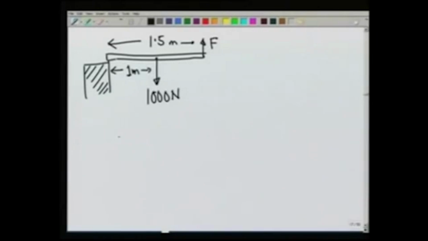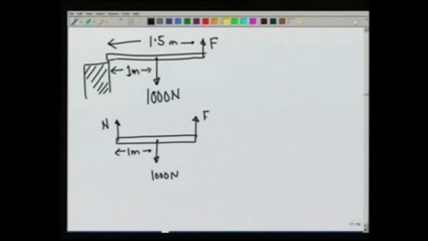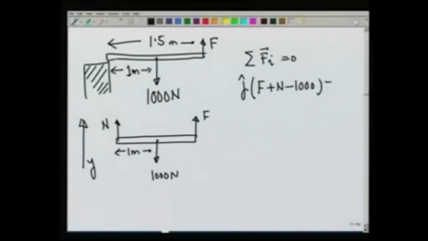If I look at the beam, the forces that are being applied on the beam are the force F by me, force of 1000 Newton at a distance of 1 meter from the support, and the support would also be applying a force N. So, first condition, that summation F i is equal to 0 gives me, if I assume this to be the y direction, j unit vector, F plus N minus 1000 is equal to 0, or F plus N is equal to 1000. That is condition 1.